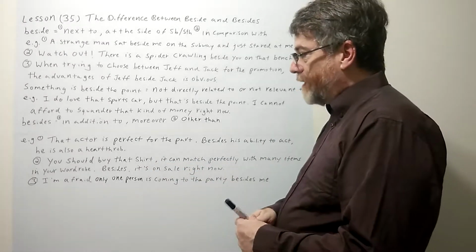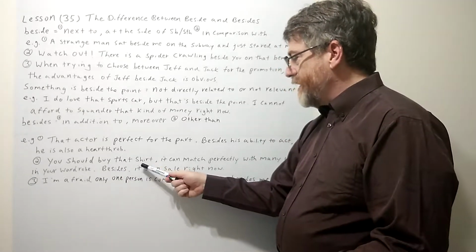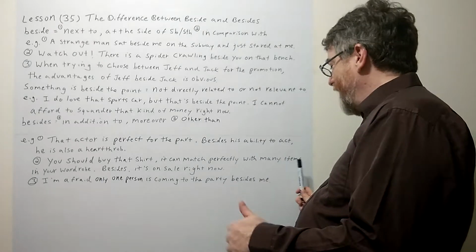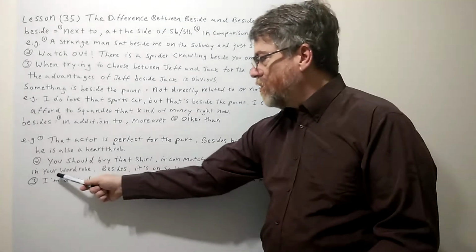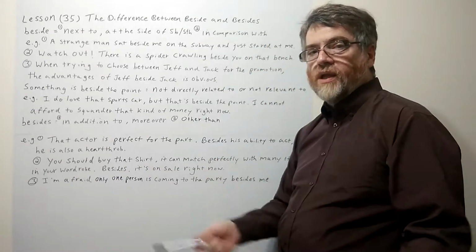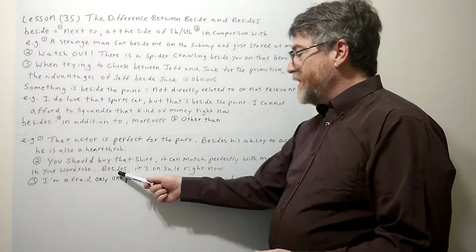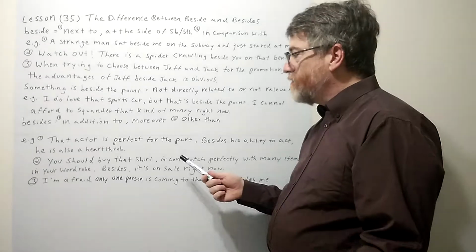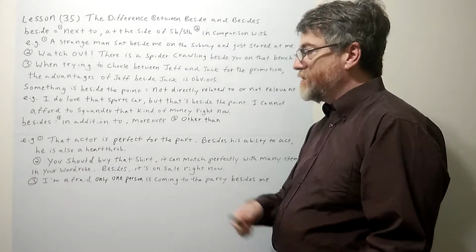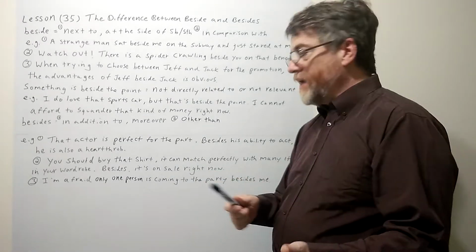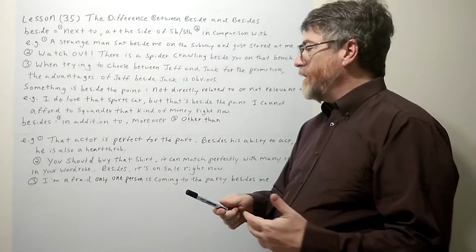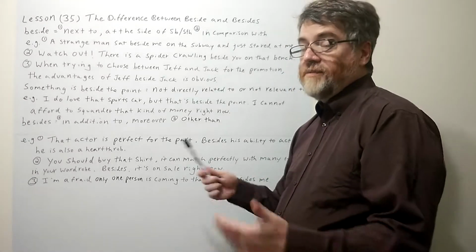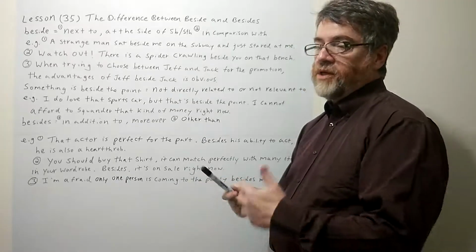Okay, let's look at the second one. You should buy that shirt. It can match perfectly with many items in your wardrobe, in your whole collection of clothes. Besides, it's on sale right now. So, moreover, it's on sale right now, or this is another reason why it would be a good idea. So again, it means in addition to or moreover. You're giving them a second reason why it would be good to buy it.